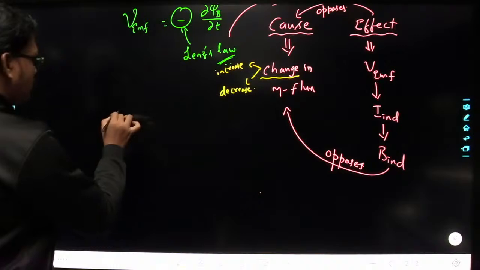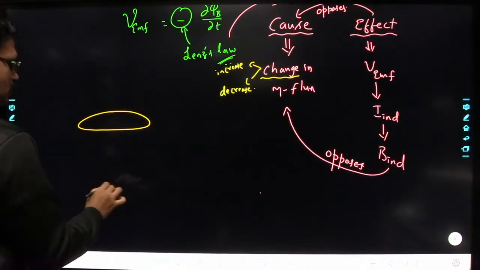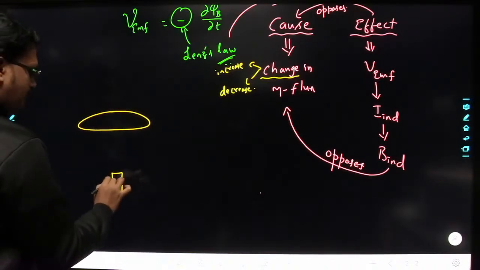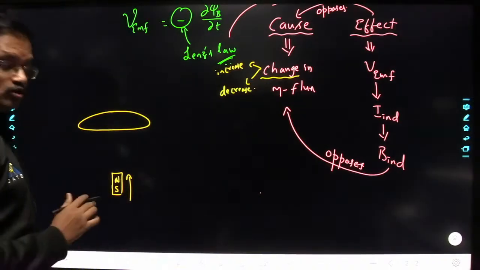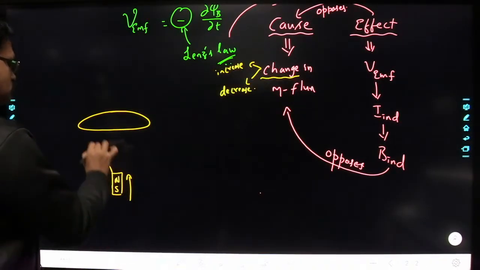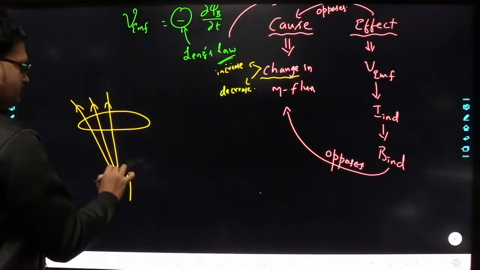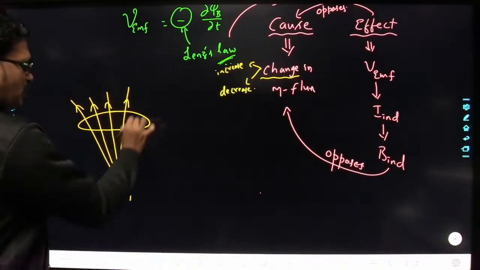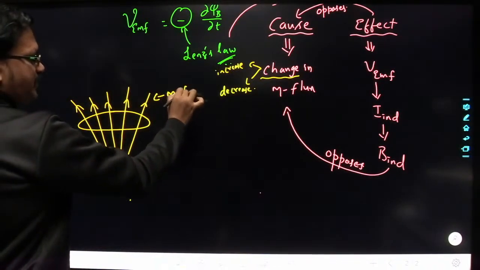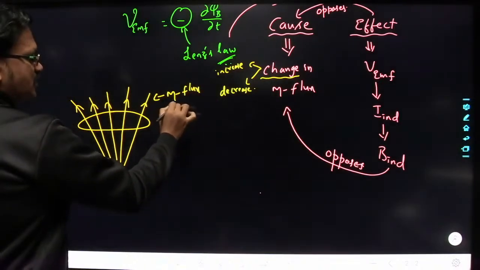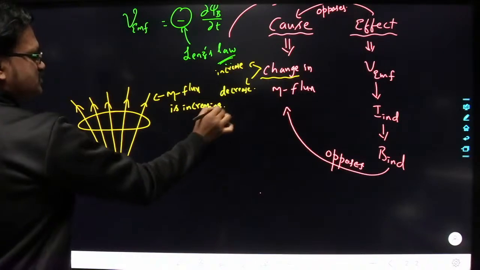Understood? So we have taken a loop, and we have moved the magnet. Let us assume the magnet is moving towards the loop. Whenever the magnet is moving towards the loop, the number of field lines that are penetrating through the loop are going to increase. So in this case, magnetic flux is increasing.